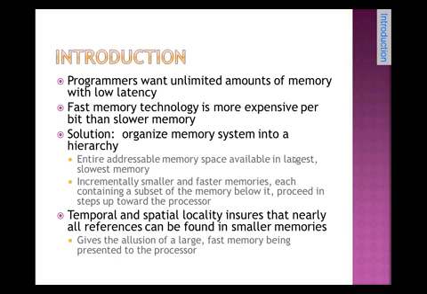First of all, the entire addressable memory space is available in the largest memory. Arrange the memory into different levels. At the first level there are registers, then there is a cache memory that is divided into 3 parts, that is L1 cache, L2 cache, L3 cache, then main memory, and then the secondary memory. These are incrementally smaller and faster memories, each containing a subset of the memory below it, proceeding in steps up towards the processor. That is the solution to this problem: we are arranging the memory into different levels of a hierarchy.